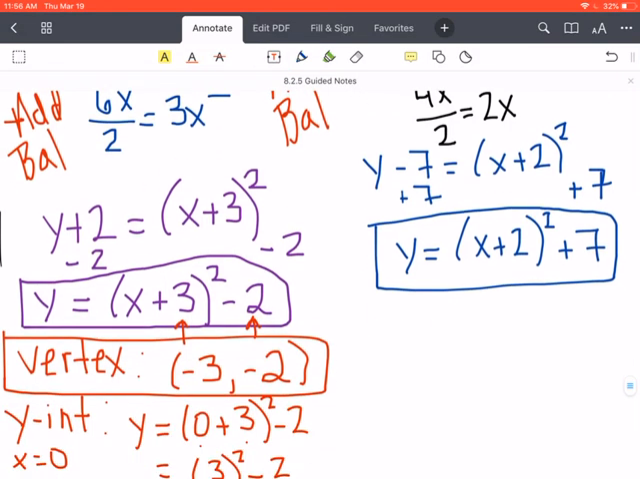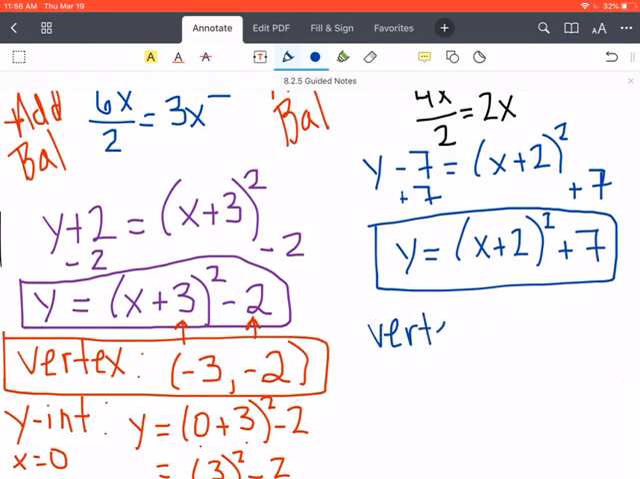Now from here, we want to find the vertex. So for the vertex, we are going to take the opposite of inside of the parentheses. In this case, it has to be -2. And then we're going to take exactly what we see on the outside. So the vertex is at x equals -2, y equals 7.